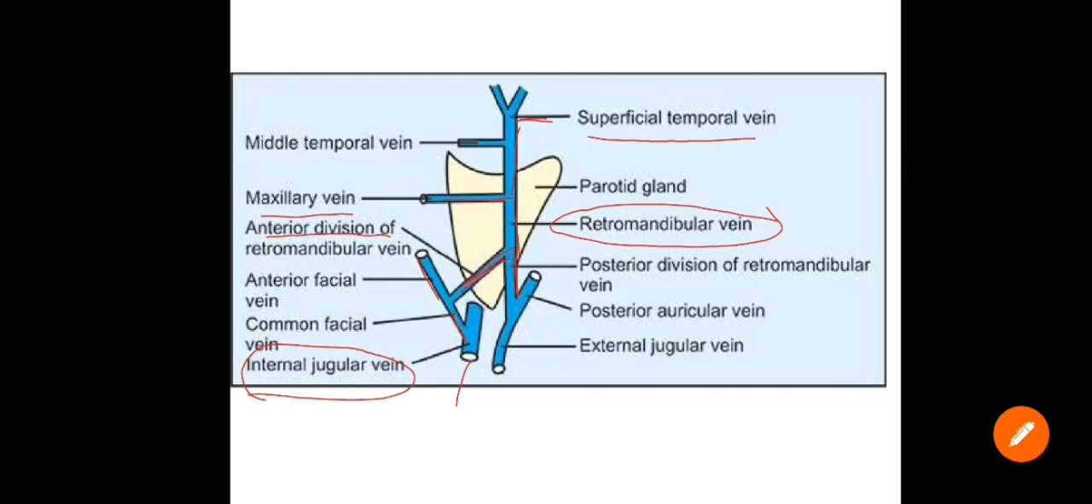Once again I'm repeating, the anterior division joins itself with the facial vein, forms the common facial vein, and then drains itself into the internal jugular vein. Whereas the posterior division of the retromandibular vein will join itself with the posterior auricular vein and drain into the external jugular vein. You can remember it as PE.